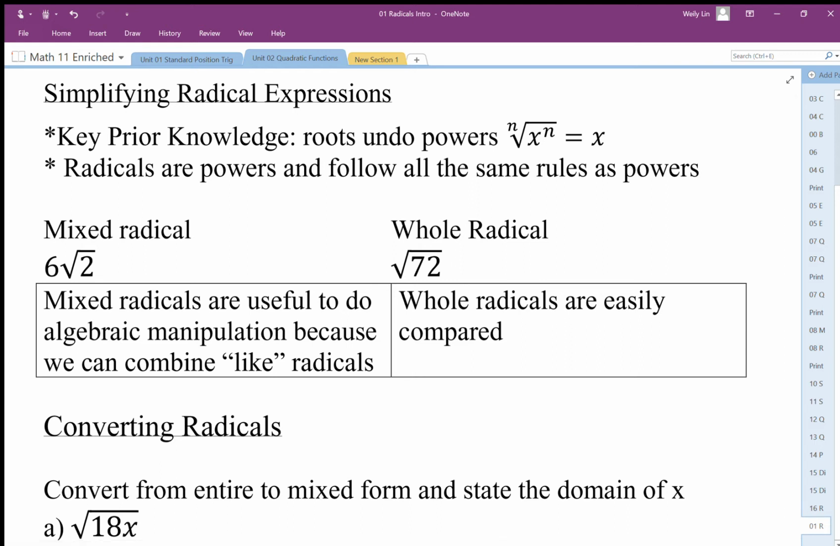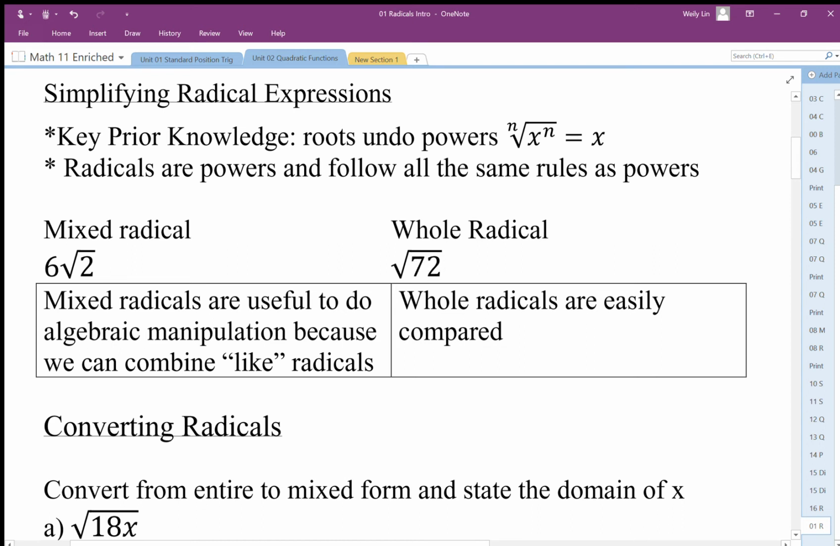One thing nice about mixed radicals is that they're useful for algebraic manipulations, because we've taken out the perfect square parts of the radical. However, when we talk about whole radicals, it's a little bit easier to compare whole radicals with each other, since we know that the magnitude of the argument inside the radical gives you an idea how big it is.